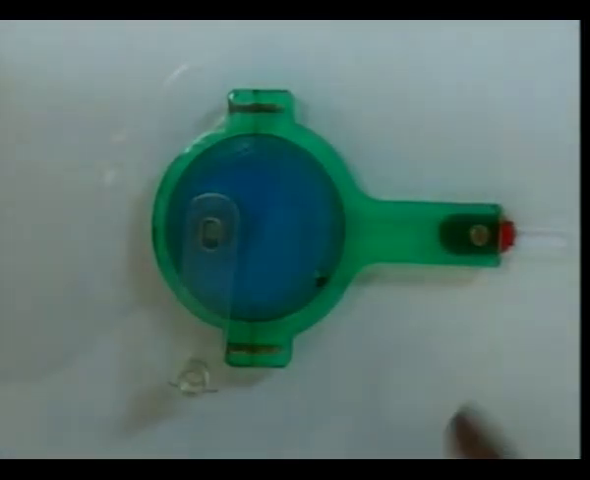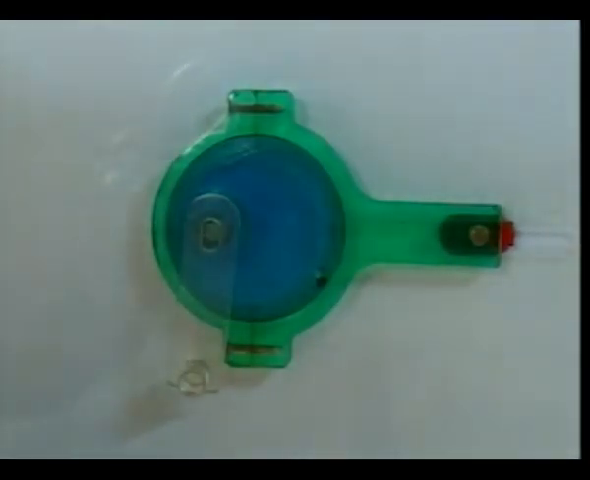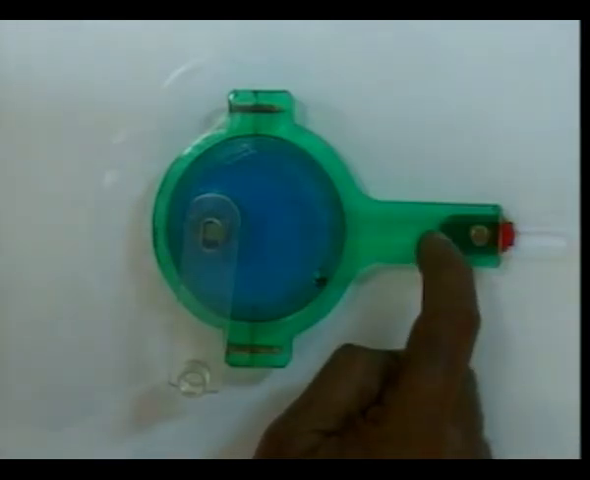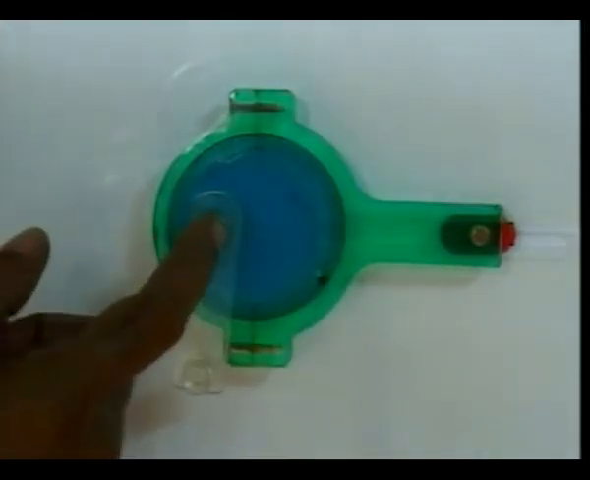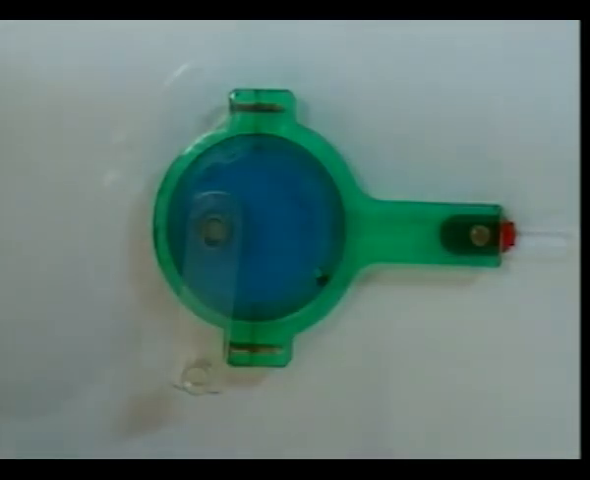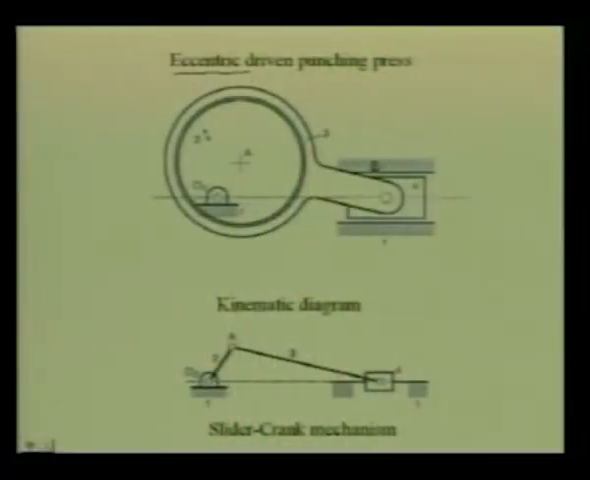It is very obvious that the punching tool has a prismatic pair with the frame of the press. There is a revolute pair between the punching tool and the connecting rod. There is a revolute pair between this eccentric and the crankshaft. But what is the kinematic pair between the connecting rod and this eccentric? Now let us look at the schematic diagram of the punching press, the model of which we have just now seen. This punching press is driven by this eccentric wheel, which is number 2.